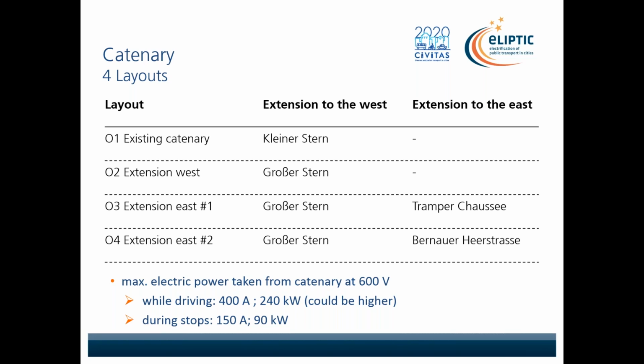What is very important in such simulations is the determination of the charging power. We decided to be a bit conservative and just allowed electric power taken from the catenary of 240 kilowatts while driving. This could be higher, but a higher charging power does not necessarily result in another result, because the recharging of the battery was limited by the vehicle internal converter of the batteries. And during stops, we allowed electric power taken from the catenary of just 90 kilowatts, which is okay. Some say it is too much, some say it's too low, but in our opinion, it's a good value.